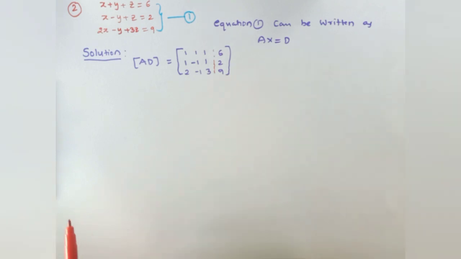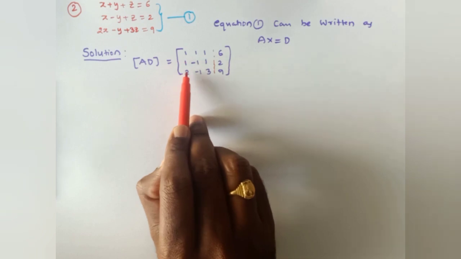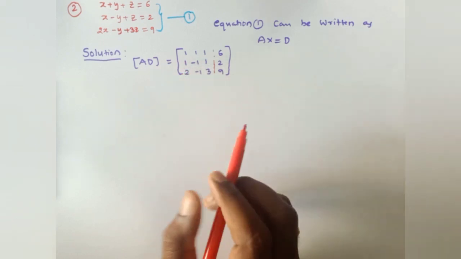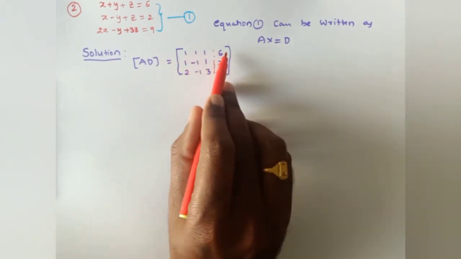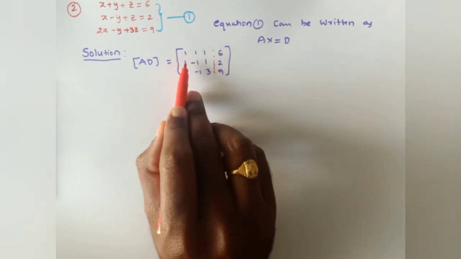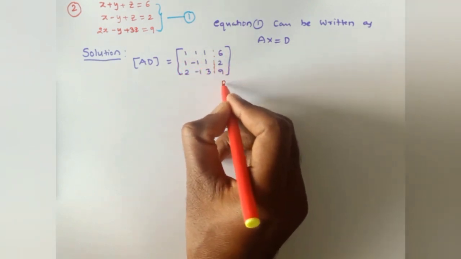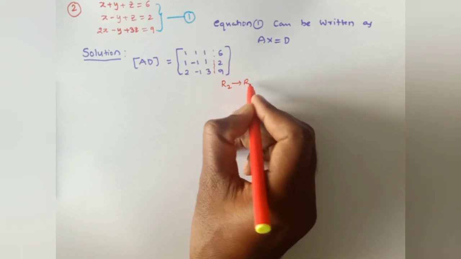So what do you have to apply? First you need to make these two elements 0. So what do you have to apply? Here row 1 is compulsory, use row 1. So 1 minus 1 becomes 0. So R2 minus R1.